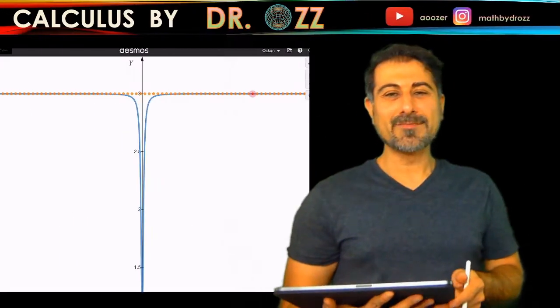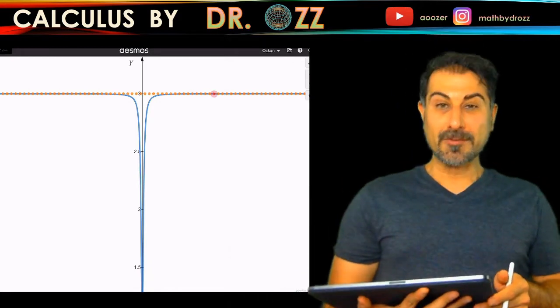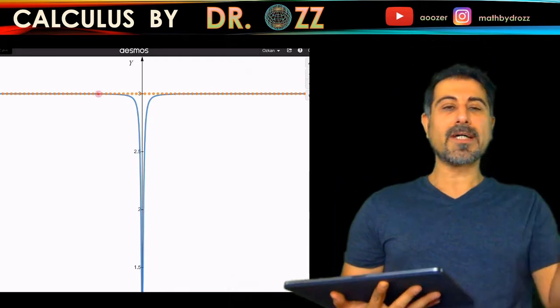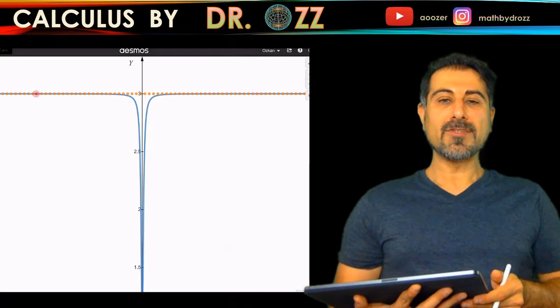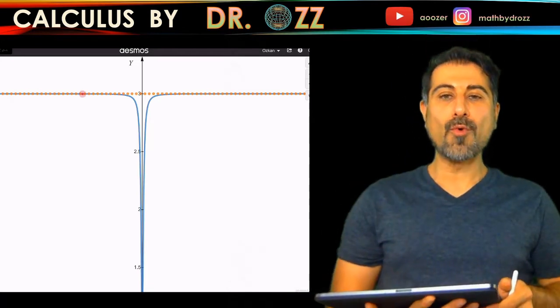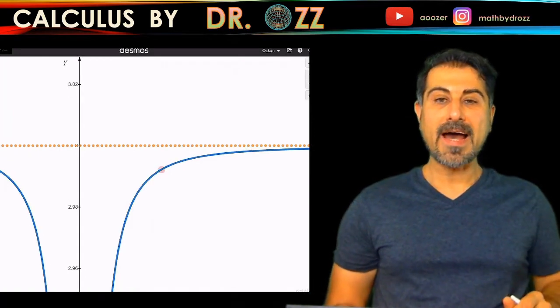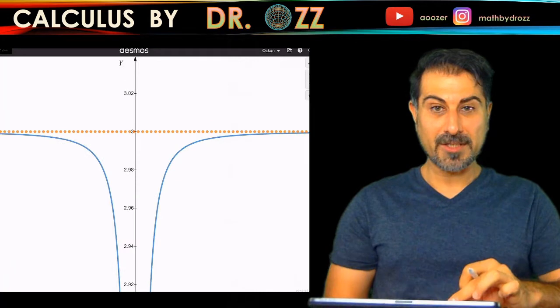Here's the interactive graph. Our orange dot is moving on the graph of the rational function. As you see, to the right or to the left, it doesn't matter, the function values get extremely close to y equals 3. That tells us that y equals 3, in fact, is a horizontal asymptote.